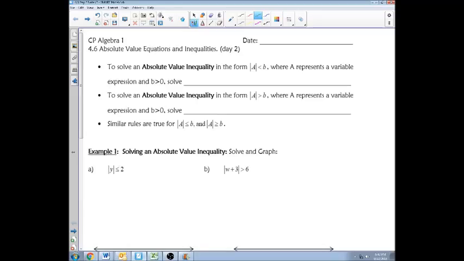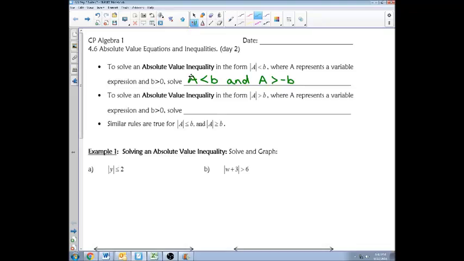Okay? So to solve an absolute value inequality in the form the absolute value of A is less than B, where A represents a variable expression and B is greater than 0, we need to solve two separate inequalities. The first one would be A is less than B and A is greater than negative B. Okay? So if we have the absolute value is less than a number, then it's going to be an AND problem. The first inequality will be A is less than B. The second inequality will be A is greater than negative B.